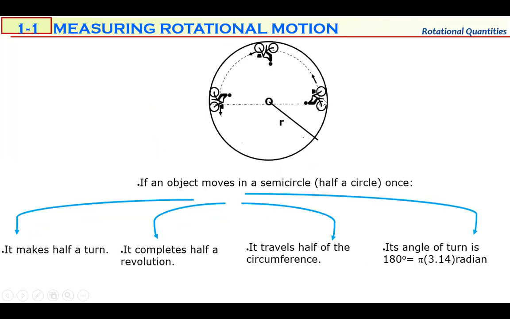But if an object makes a half turn, a half circle, a semicircular path, we say that it completes half a revolution. It travels a distance of half the circumference, which is pi r, that is 2 pi r divided by 2. It makes an angle of turn of 180 degrees, which is 3.14 radian, or pi radian.